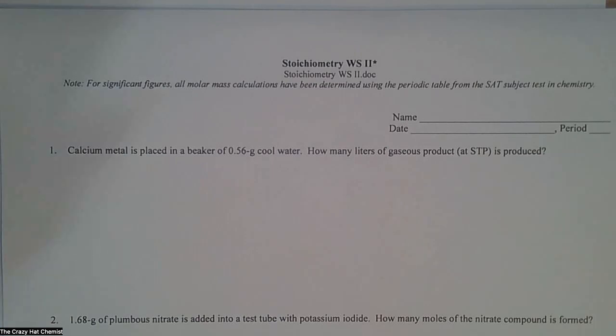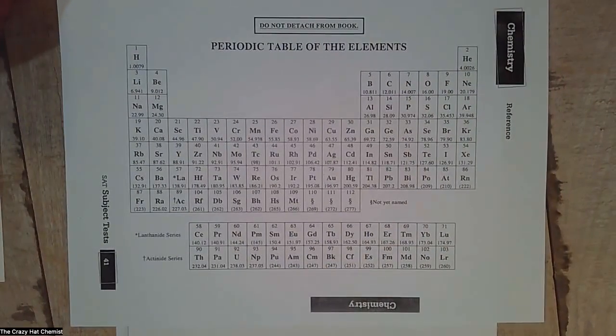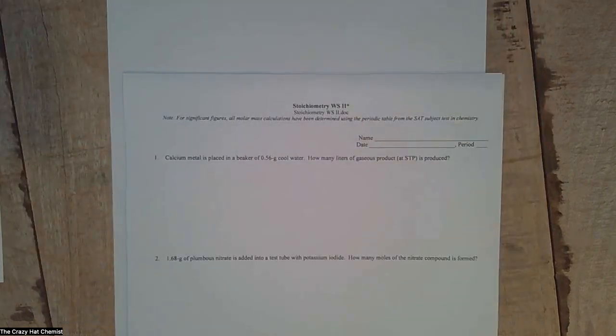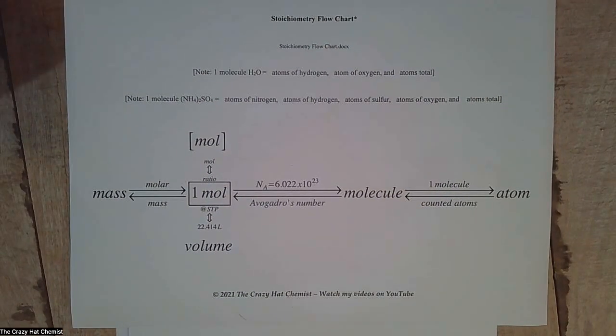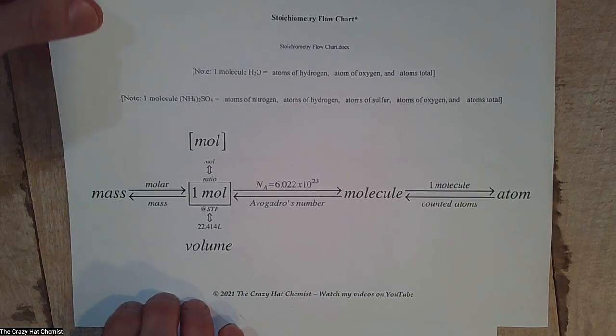You should also have out with you a periodic table. And this is the periodic table of which we are using here. This is from the SAT subject test in chemistry a long time ago. And in addition to that, you should also be familiar with this flow chart right here, and that would be essential as well. I'll be referring back to that periodic table and this flow chart frequently throughout this video.